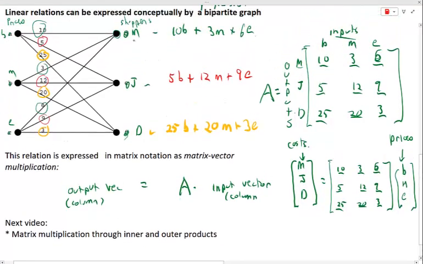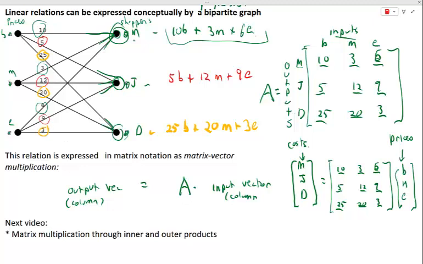Okay. So this diagram here well represents this multiplication process, right? This 10, 3, 6 represents the fact that the three lines into Mary are 10, 3, and 6. So you can read this relationship off by the lines that are going into Mary. You can read this relationship off by the lines that are going into Joseph, and this one by the lines that are going into Dana. Right? And this is a very useful representation.